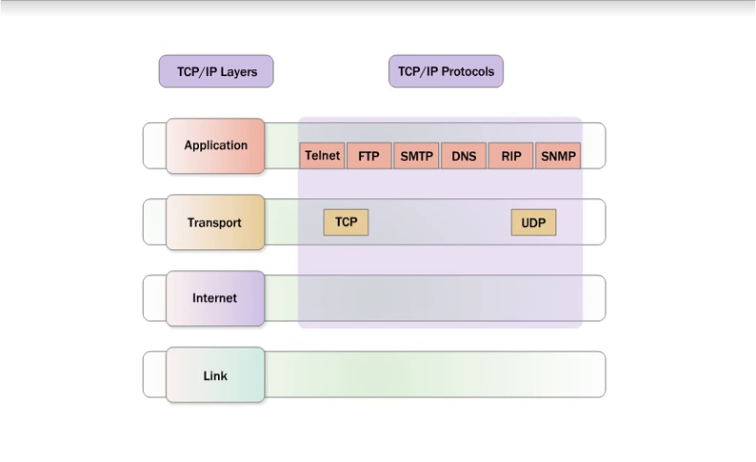There are 2 protocols at the transport layer. TCP, the transmission control protocol, is connection-oriented, which means that it maintains a connection between the source and recipient hosts until a packet has been successfully transmitted.